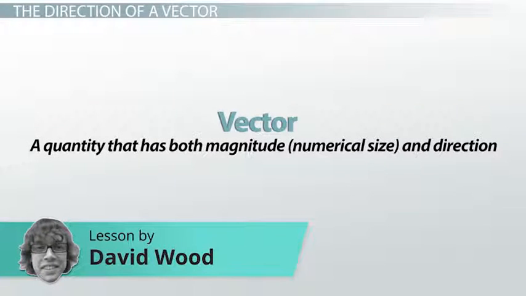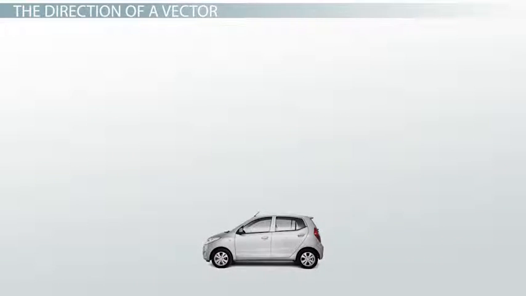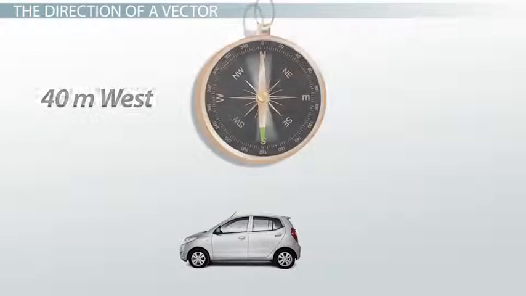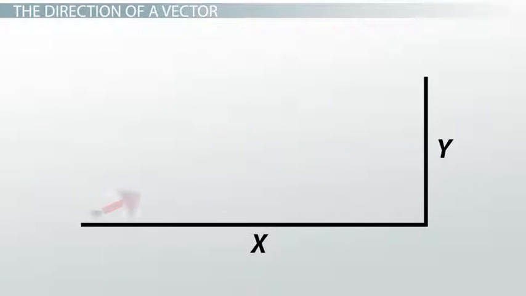A vector is a quantity that has both magnitude, numerical size, and direction. For example, 50 meters traveled, distance, is not a vector, whereas 50 meters west of the origin, position, is a vector. Vectors can point in any direction and will often be directed diagonally in two dimensions, the x and the y. Because of this, it's often useful to break it into components, as described in detail in another lesson.